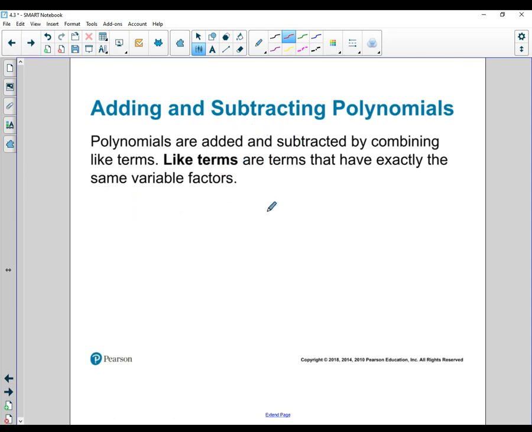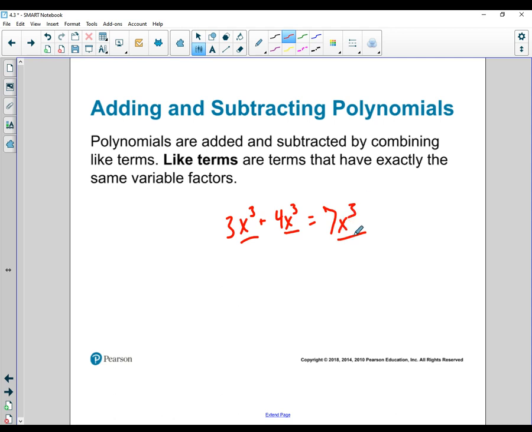Like terms are the terms that have exactly the same variable factors. So, like terms, if you don't know, if I have 3x cubed, the only way I can combine anything else is if it also has an x cubed. So if I have 4x cubed, you can combine them. If you have 3 of something and you add 4 of that same something, you should have 7 of that something. That's how I like to think about it. Like 3 apples plus 4 apples gets you 7 apples.